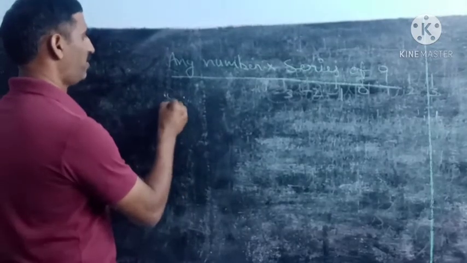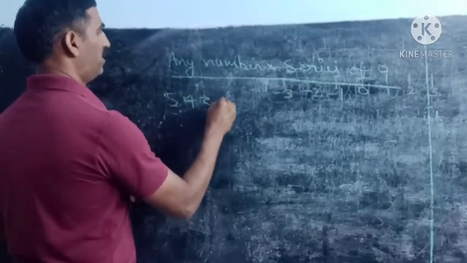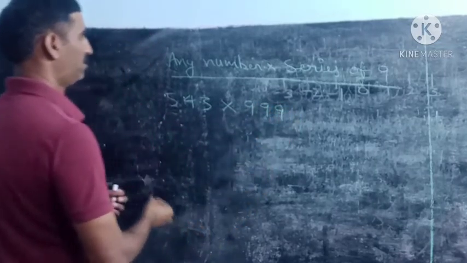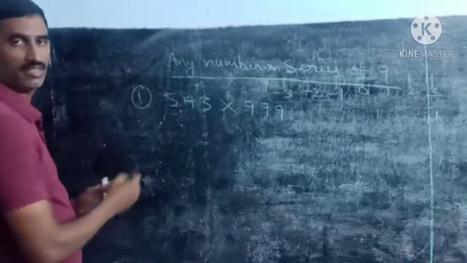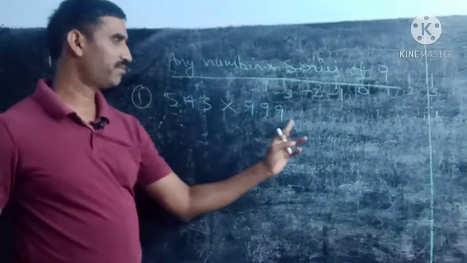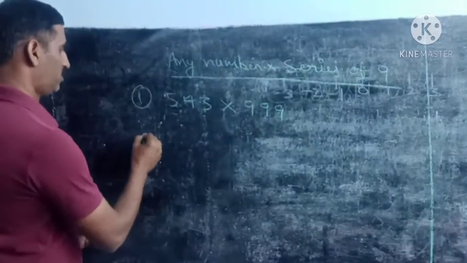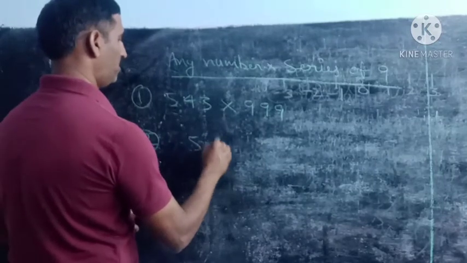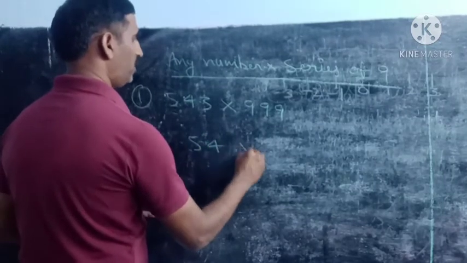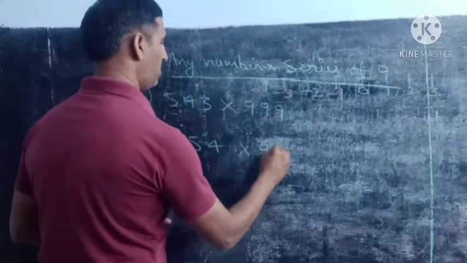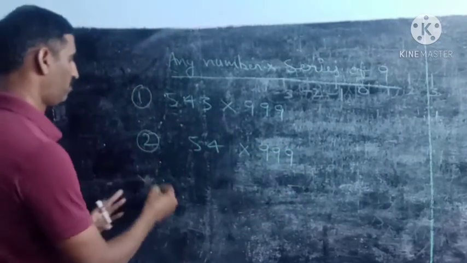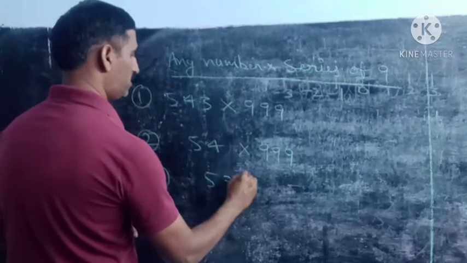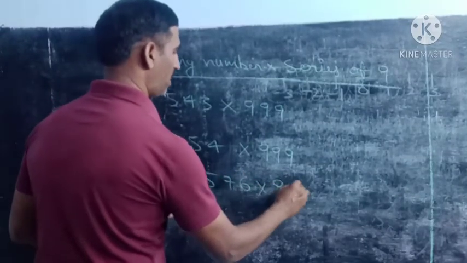Suppose 543 into triple 9. This is type 1. The second one is 54 into triple 9. The third one is 576 into four 9s.